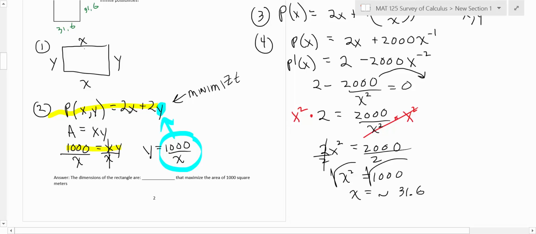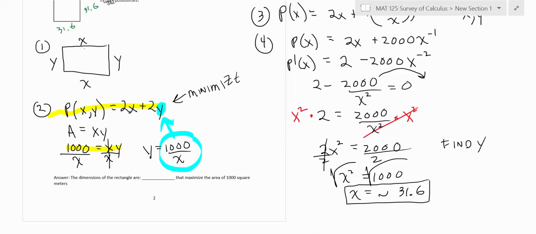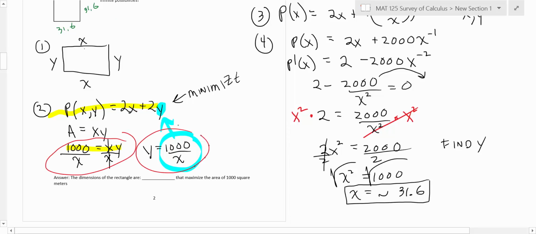Okay, well, we've got to find both dimensions. So we got that: x equals 31.6. Then you also have to find y. The easiest way to find y is from this equation right here, or this one. I'm just going to use the one I highlighted in blue. So y equals 1,000 over x.